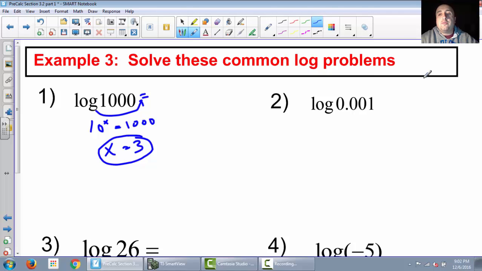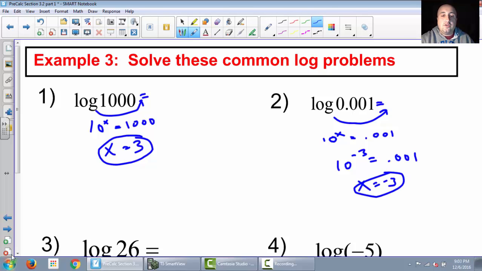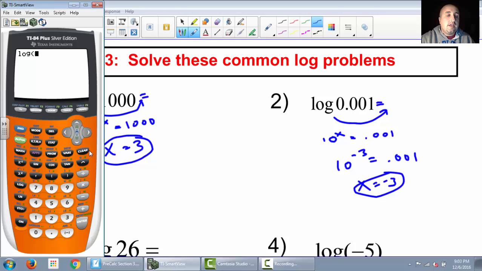Okay, number 2, 10 raised to the power after the equal sign, which you just add yourself, is equal to 0.001. If 10 to the third power was 1,000, what 10 raised to what is going to be the 1,000th? Hopefully you can see that negative 3 would be 0.001. So x equals negative 3. You can do that on your calculator: 10 raised to negative 3 is equal to 0.001.